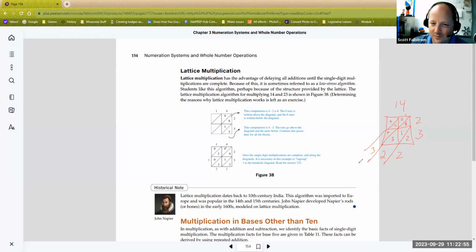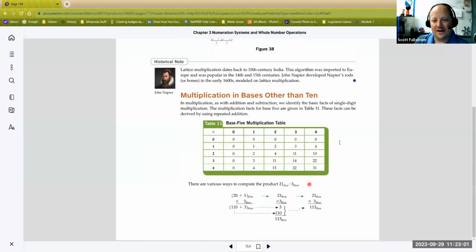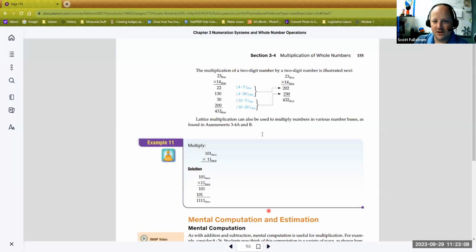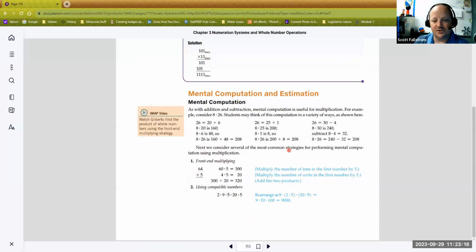Can you do this in other number bases? Absolutely, you can. We will be looking at concrete models when we come back to Fivania, and then we'll be looking at ways to do it without using the concrete model. You can go for more of a partial products approach, you can do a traditional approach, and you can do the lattice approach. So there's nothing wrong with any of those approaches.